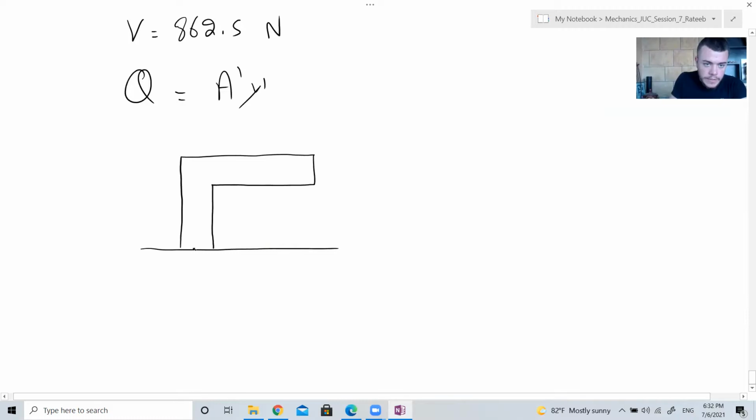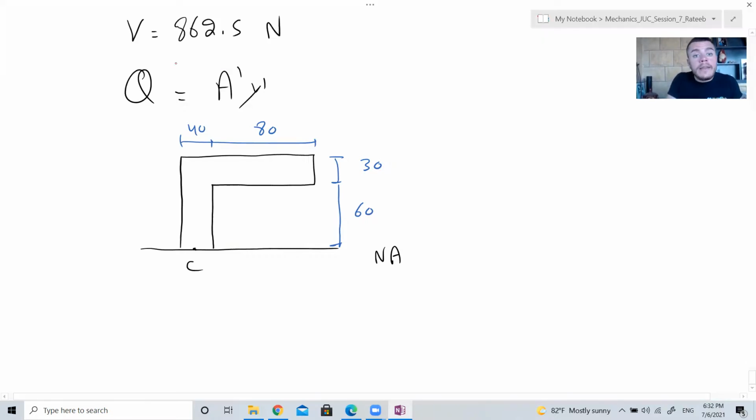Okay. This is point C and this is the neutral axis at the same time. This distance from here to here is 30, this is 60, this is 40 and this is 80. And whenever we have composite shapes, what did I tell you to do? We have to divide them again.